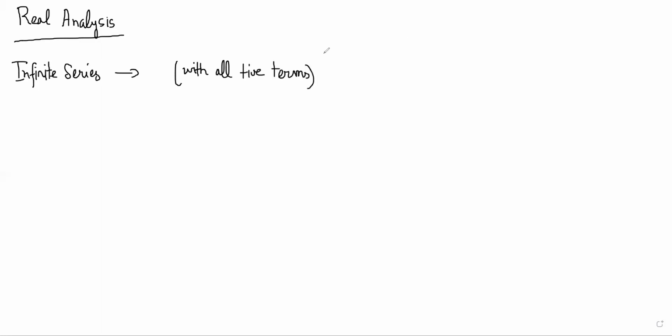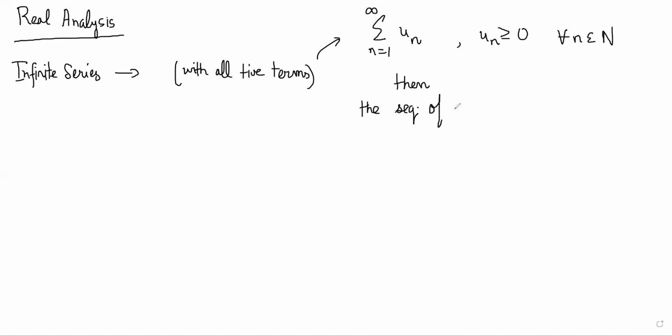Why? Because if you have an infinite series with positive terms, it will look something like this: the sum from n equal to 1 to infinity of un, such that un is greater than or equal to 0 for all n belonging to N. Then the sequence of partial sums, which we defined in the last class, which was S1, S2, and so on, will be monotonically increasing.